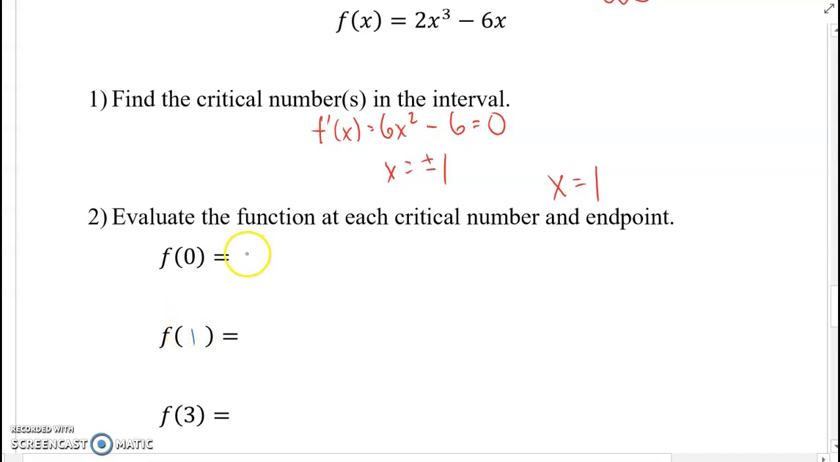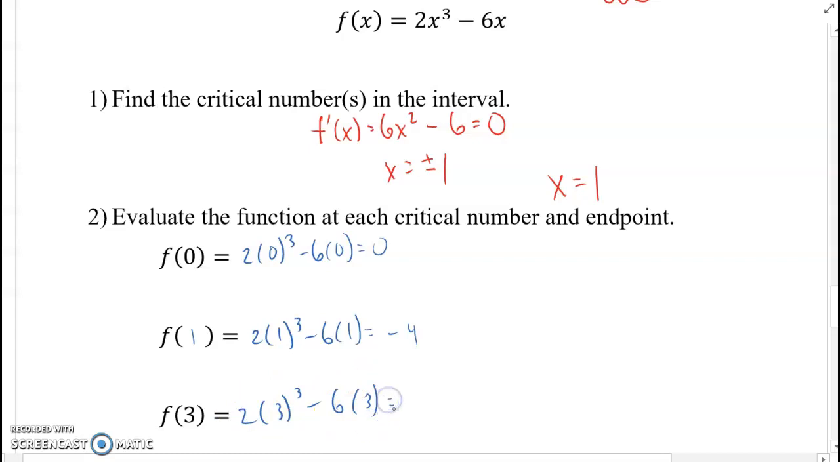F of 0 is 2 times 0 cubed minus 6 times 0, which is 0. F of 1 is 2 times 1 cubed minus 6 times 1, which is negative 4. And F of 3 is 2 times 3 cubed minus 6 times 3. That one's a little harder, so let me think about that a bit. 27 times 2 is 54, and 6 times 3 is 18. 54 minus 18, I think that is 20, no, let me think about that. It's 36, yeah, 36, okay, good.